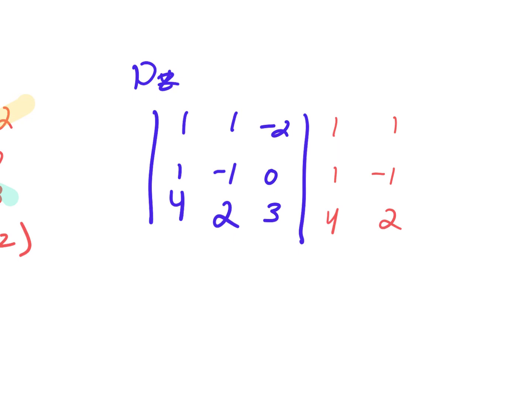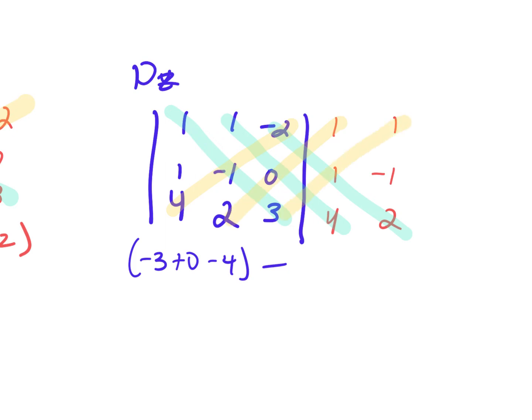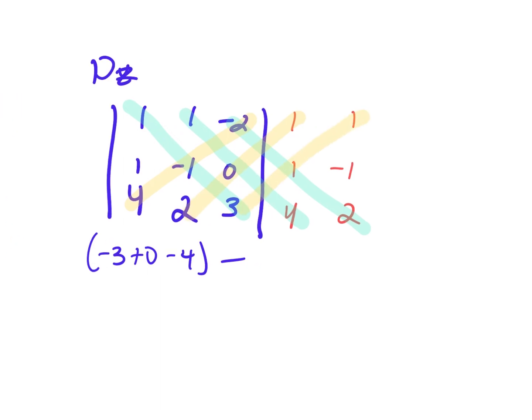Now to find my majors, I take top left to bottom right. So I take those 3. And I say 1 times negative 1 times 3 is negative 3. 1 times 0, okay, good, 0. And then negative 2 times 1 times 2 is negative 4. Minus, I have my minors. Here, here, here. 4 times negative 1 times negative 2 gives me positive 8. 2 times 0, oh, 0. And then 3 times 1 times 1, plus 3.